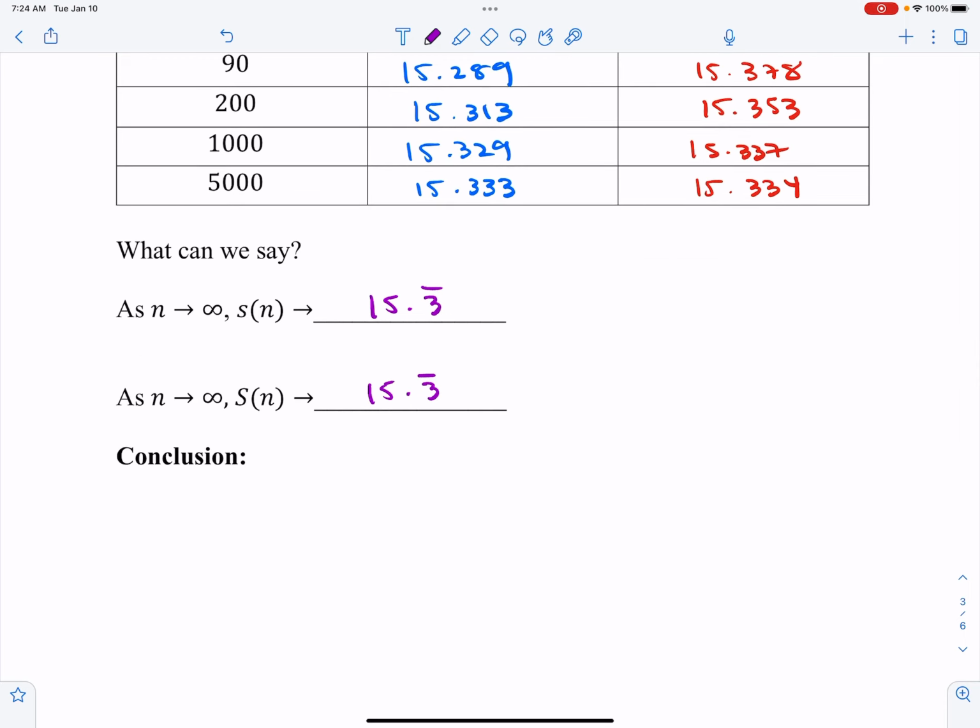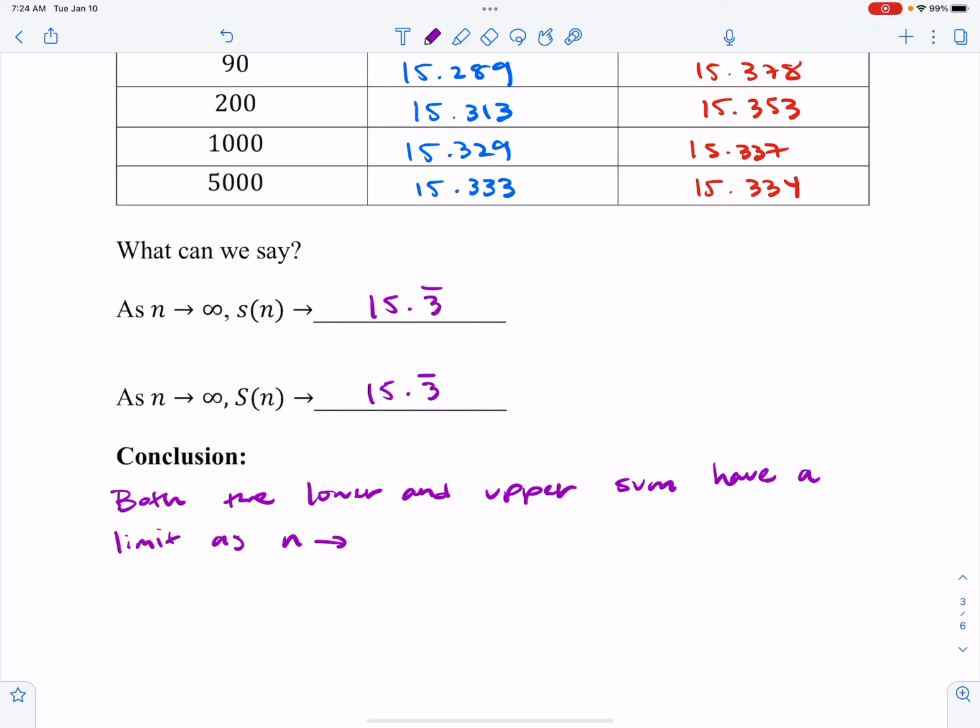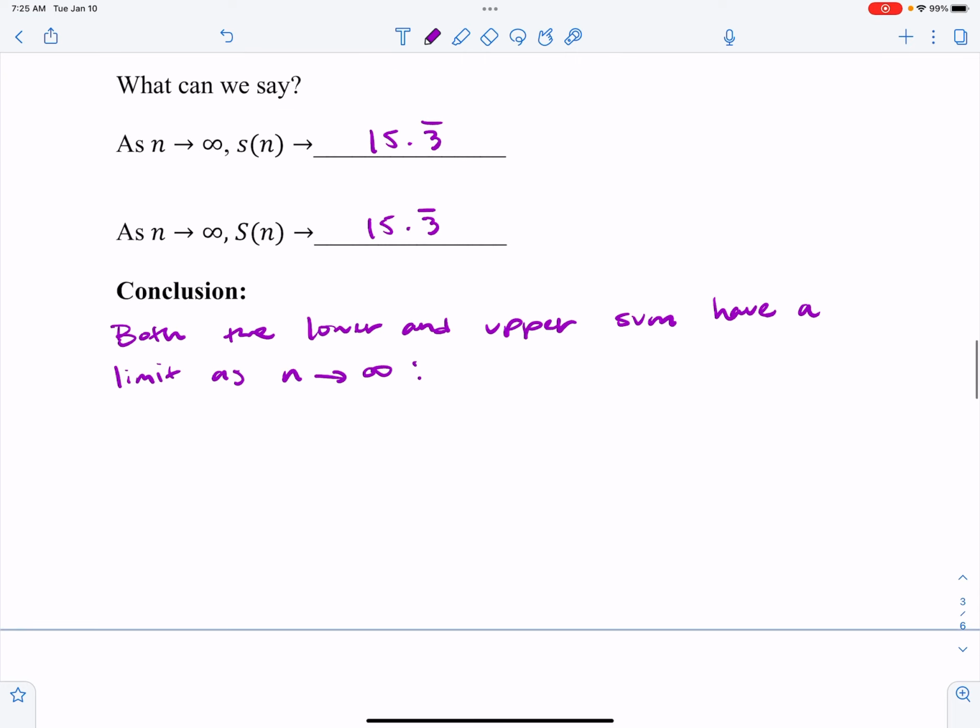Our conclusion. So to summarize, both the lower and upper sum have a limit as n approaches infinity. So we could write that with limit notation. The limit as n approaches infinity of the lower sum is equal to the limit as n approaches infinity of our upper sum. And that limit is equal to 15.3 repeating.